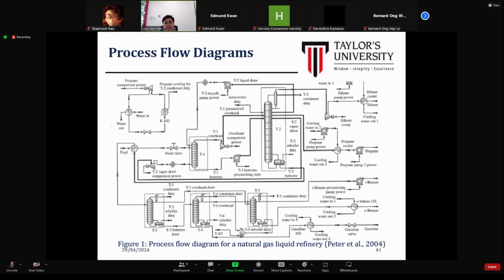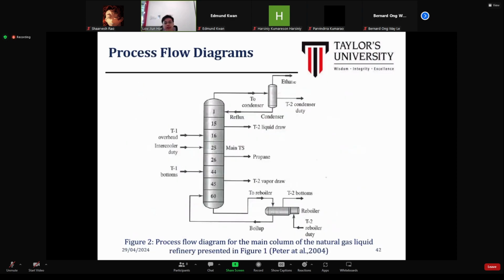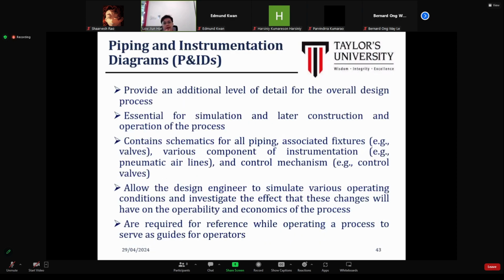Okay, this is the example. This is the example of the process flow diagram. Once you finalize the process flow diagram, then only you can proceed to prepare and develop the P&ID.